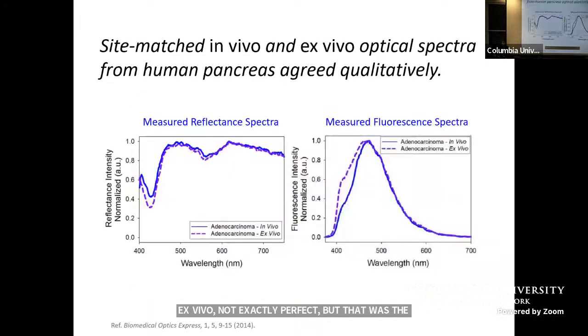And so let me just show you what that data looks like. We could only do this on a few patients, but here are the reflectance spectra and fluorescence spectra from cancers, both in vivo and ex vivo. And there's qualitative agreement. The differences are really coming from blood absorption, blood in the in vivo tissue versus ex vivo where it is draining away.